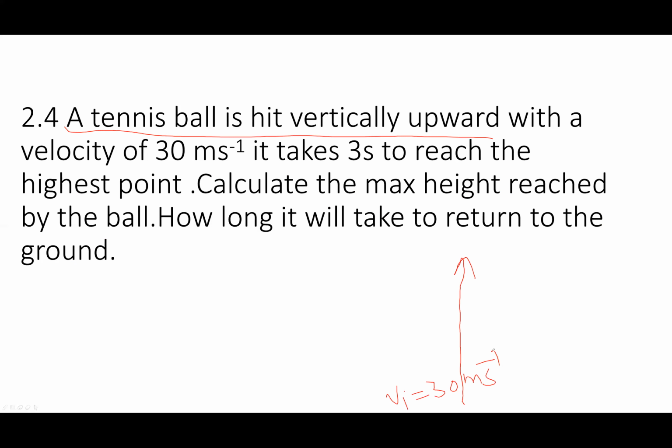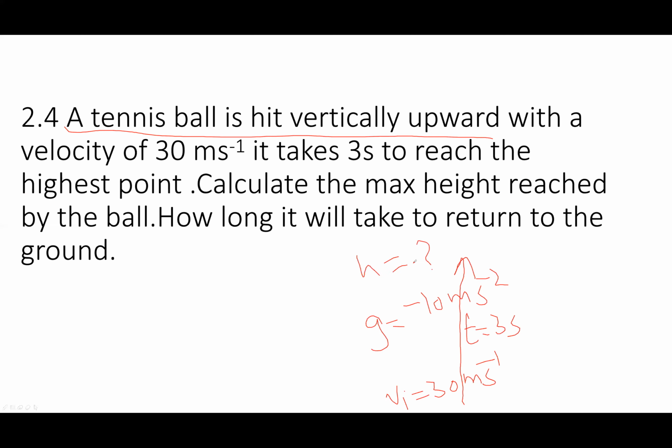It takes 3 seconds to reach the highest point. The value of g, gravitational acceleration, is 9.8, but for simplicity we take 10 meters per second square. Calculate the maximum height reached. We have to find the height.